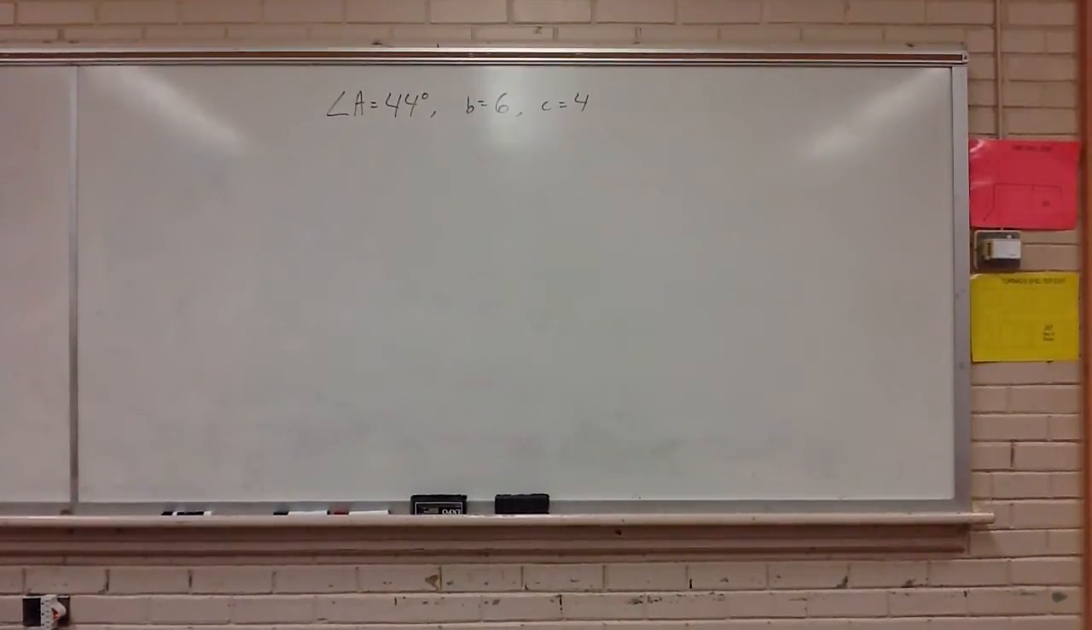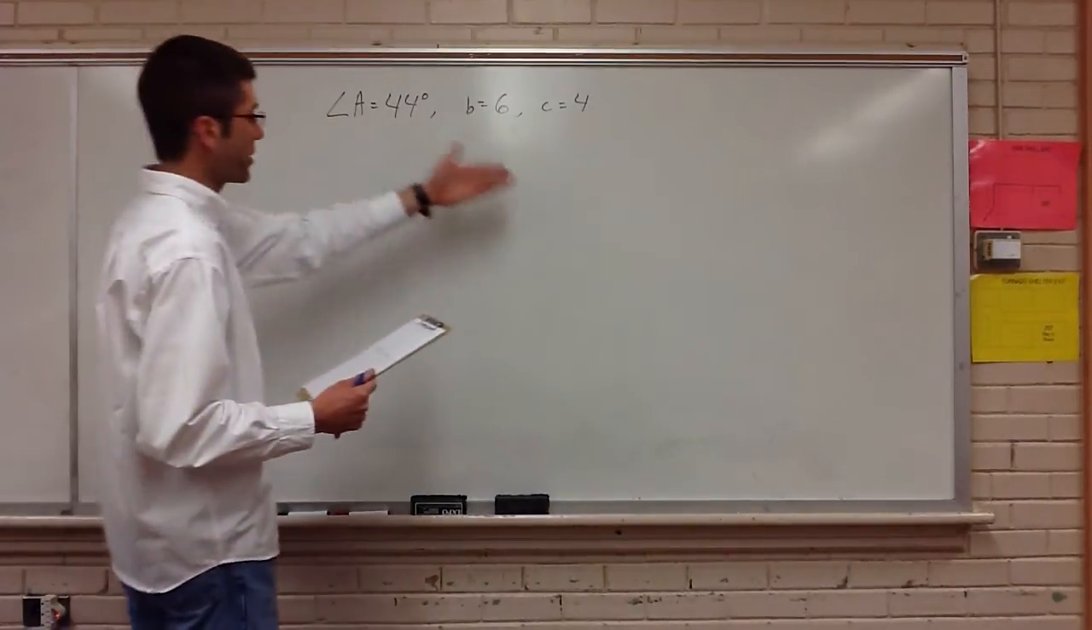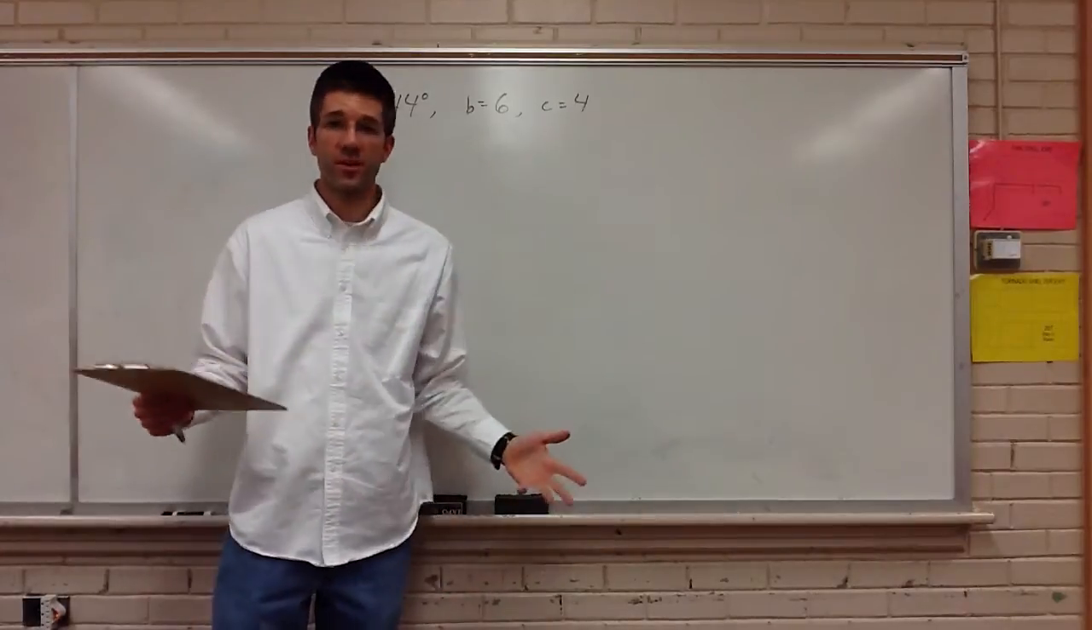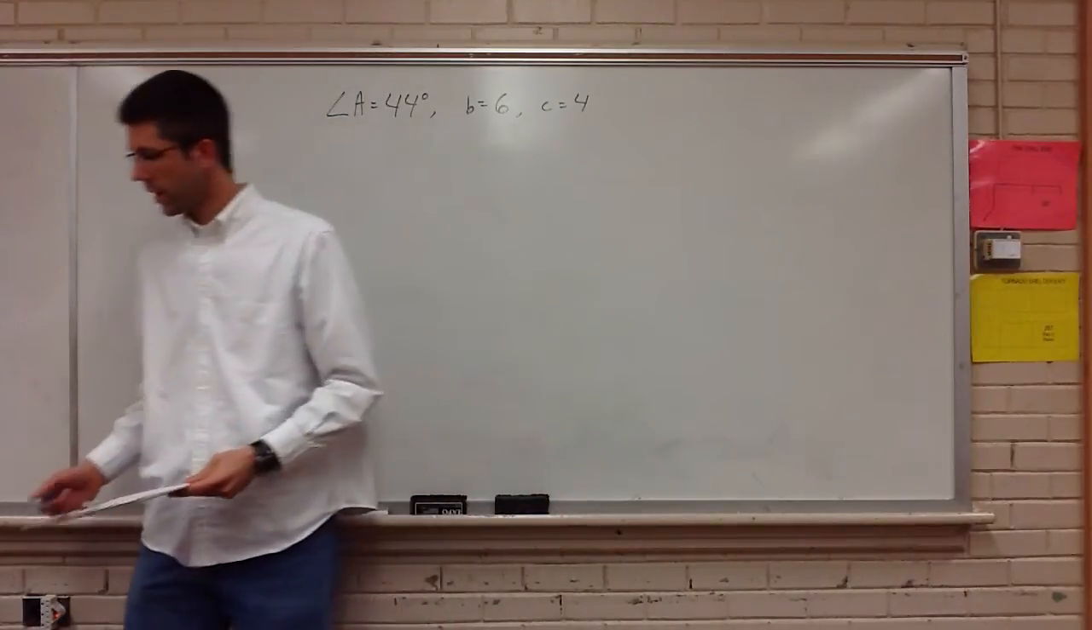For number 21, it says, find the measurement of every missing side and angle in triangle ABC if it has these criteria. So we're just going to draw a generic triangle. Mine's probably going to look equilateral, and we're going to go from there.